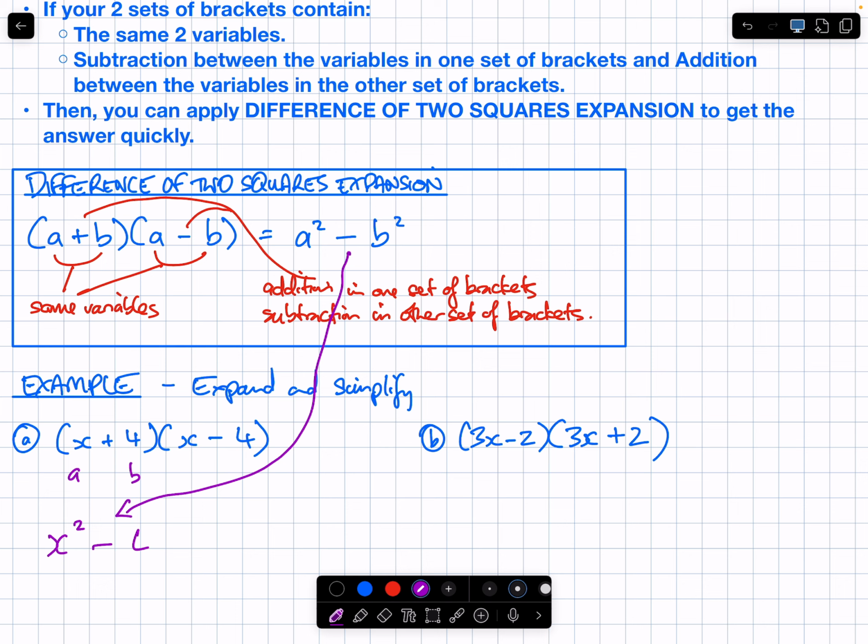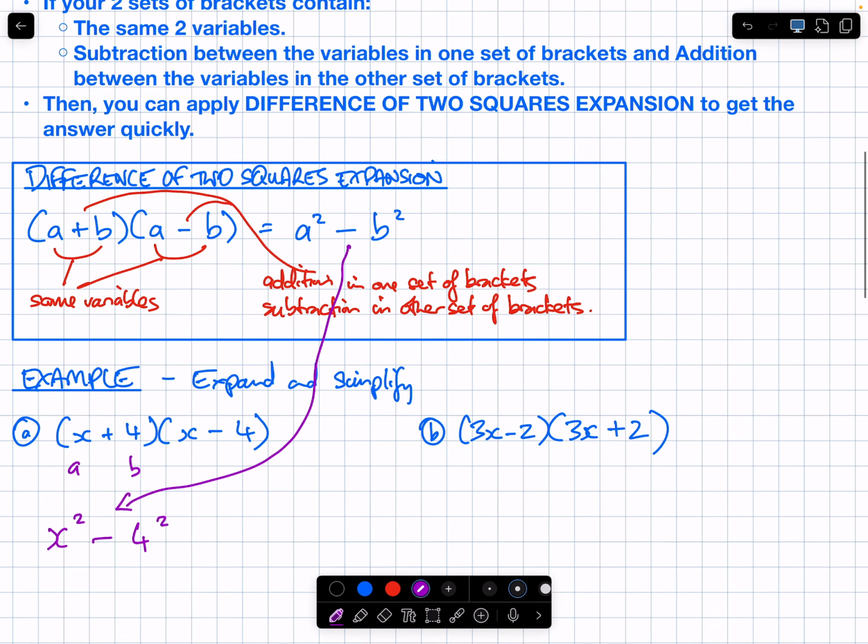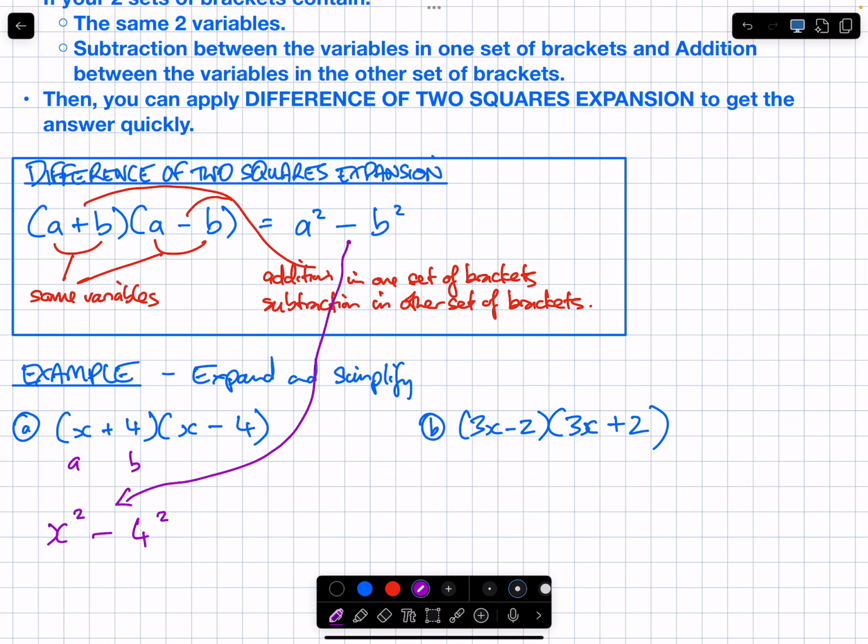4 squared. You get marks for that, but you're not done yet because there's nothing stopping you working out what 4 squared is. You've got a calculator. 4 times 4 is what? 16. So your final answer should be X squared take away 16. That is how the shortcut works, okay? Can you get that example down, please? We do a slightly harder example next, and then you'll practice for 40 minutes.